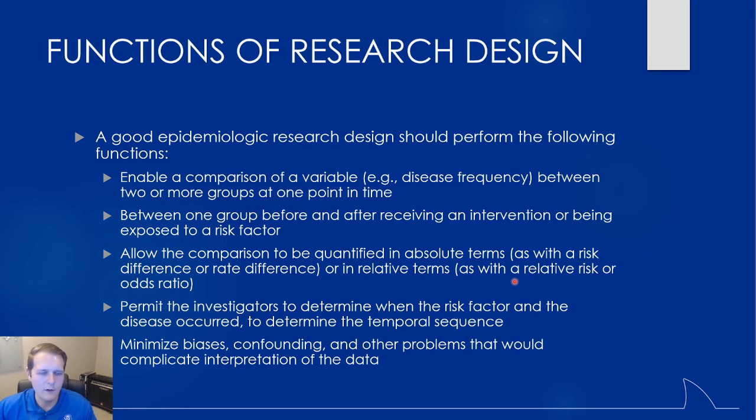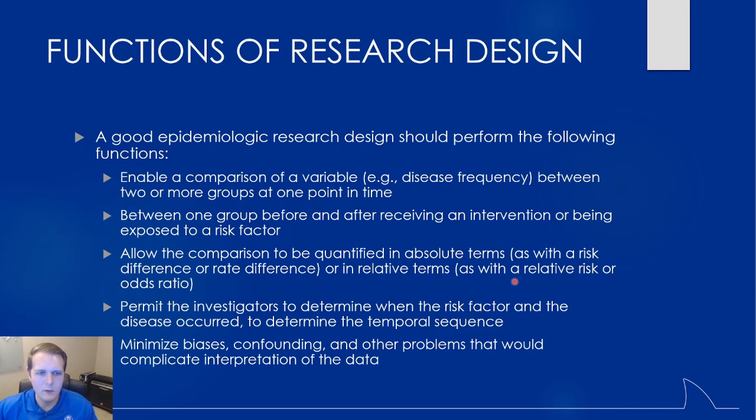When we're doing good epidemiologic research designs, we should be looking for the following functions. One, they may be able to compare different variables together. Maybe we're looking at disease frequency between two or more groups at one point in time. Or maybe we want to look at one group before and after receiving a certain intervention, or being exposed to a risk factor. Maybe we want to look at the rates of carbon monoxide poisoning before and after a hurricane hit.